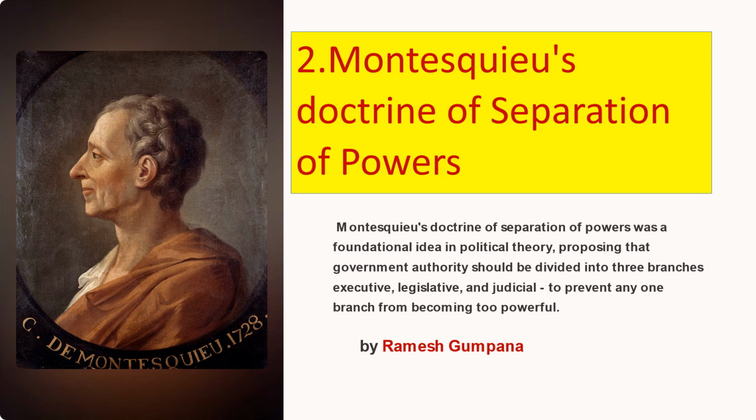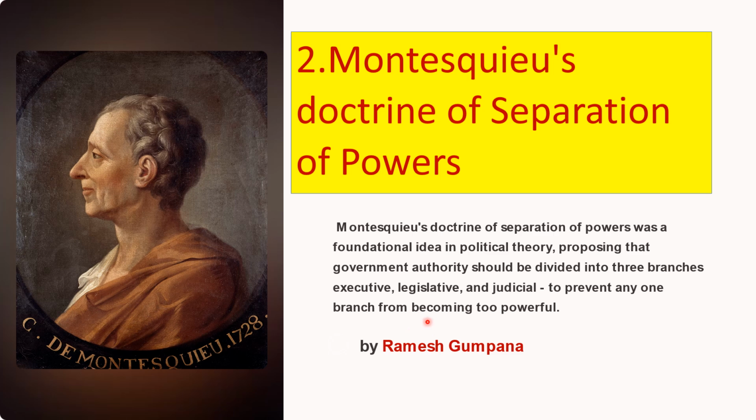Montesquieu's Doctrine of Separation of Powers outlined the spirit of laws. The doctrine was a fundamental idea in political theory, proposing that government authority should be divided into three branches: executive, legislative, and judiciary, to prevent any one branch from becoming too powerful.